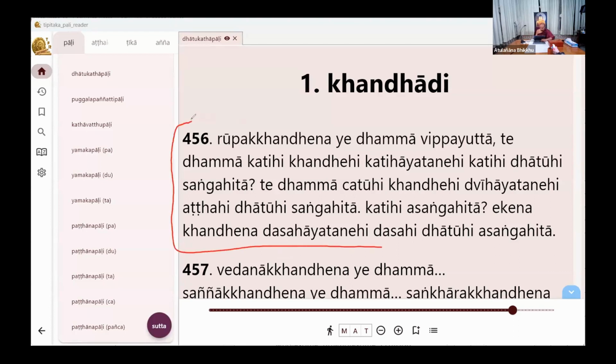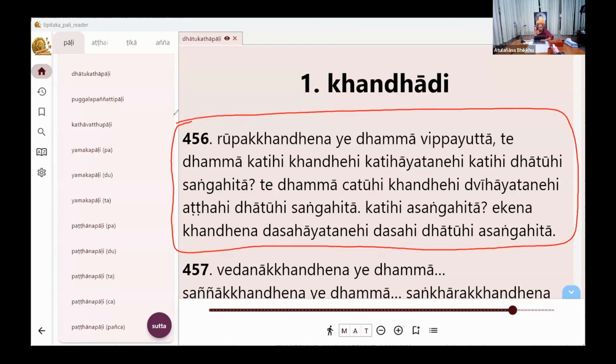The first one: Rupa Khandena Yedhamma Vipayutta Te Dhamma Katihi Khandehi Katihayatanehi Katihi Dhatuhi Sanghita. Te Dhamma Chatuhi Khandehi Dvihayatanehi Atthahi Dhatuhi Sanghita. Katihi Asanghita? Ekena Khandena Dasahayatanehi Dasahi Dhatuhi Asanghita. Right, so that's the Pali here.